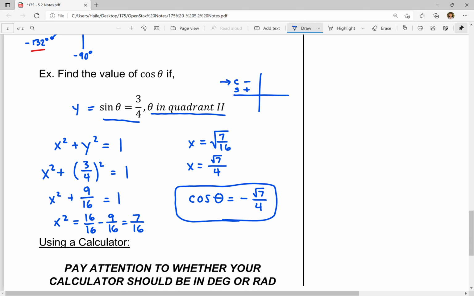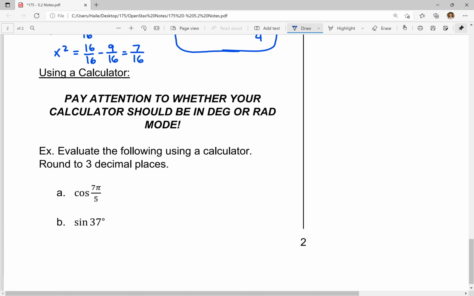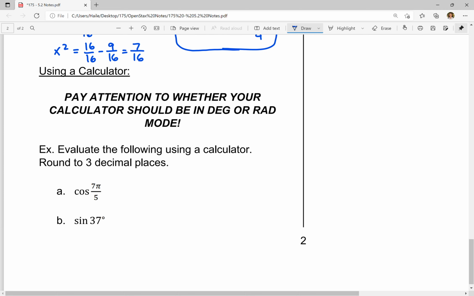Alright, so the last thing we're going to talk about in 5.2 is how to use your calculator. So we've done a lot of this stuff by hand so far. Now we're going to talk briefly about how to use a calculator. So the most important thing is when you're using your calculator, please make sure that you're in the correct mode. So that's what this reminder is about here.